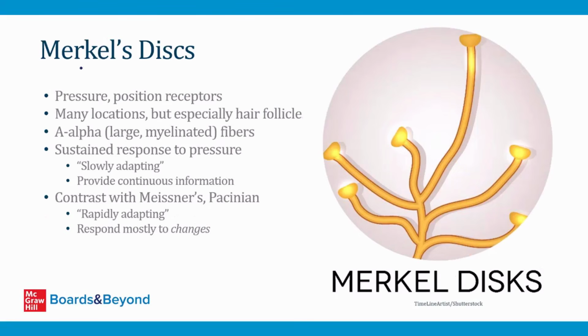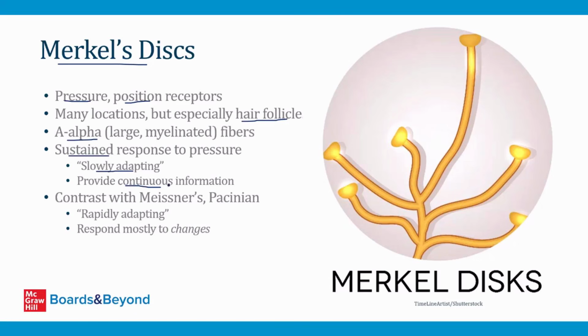And then our final structure that we'll discuss are the Merkel's discs. These can detect pressure and also position. They're found in lots of locations, but especially they're prominent in hair follicles. They send signals back to the brain via A alpha large myelinated fibers. And what they're very good at is detecting sustained response to pressure. They're called slowly adapting. And this means that they basically provide continuous information on pressure going back to the brain.